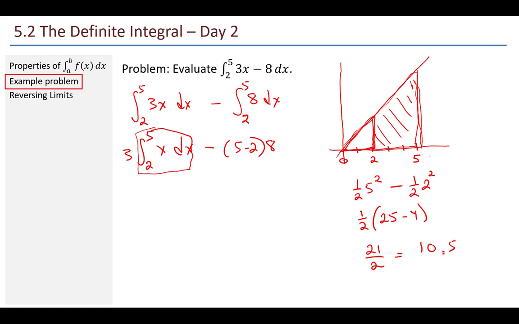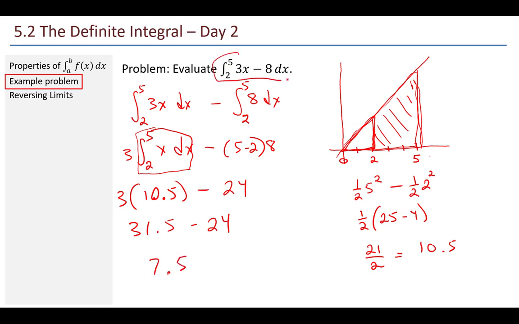All right, so my answer is 3 times 10.5 minus 3 times 8 is 24. So how about 31.5 minus 24? And it looks like the answer is 7.5. So we did it. We figured out the value of that definite integral just using some basic properties and a little bit of geometry.